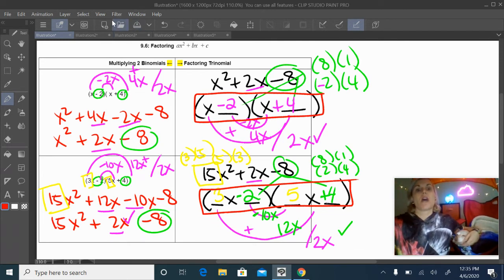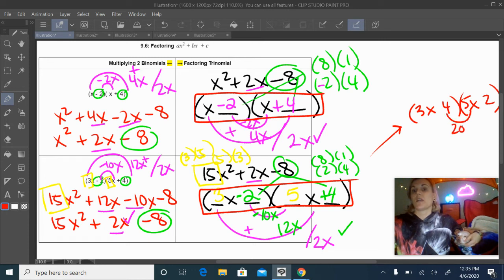So let me write out combinations that we could have tried for this one, but we didn't. I could have had 3x over here, and then the 5x on the other side, and I could have taken 4 and 2. So that could also have been a possible combination. Let's check it. 4 times 5x gives me 20x, and 3x times 2 gives me 6x. And there's no way I can add or subtract those together to give me a 2x.